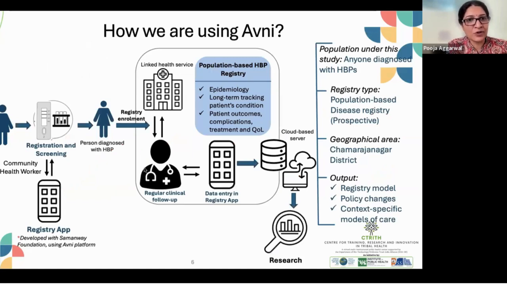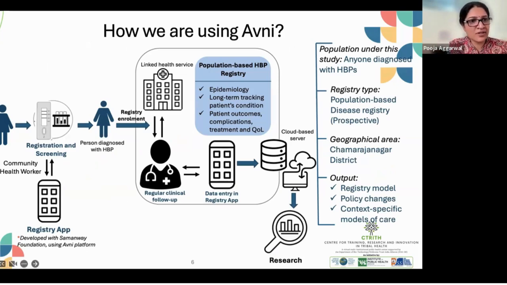How are we using Avni? Wherever you see the Avni app, this is a concept map for the registry which we have come up with. This registry is established for the Chamarajanagar district in South Karnataka, but we will be expanding it soon to other districts in the next phase. The Avni platform has really helped us in establishing the district-wise and block-wise catchment area, which is a really useful feature.